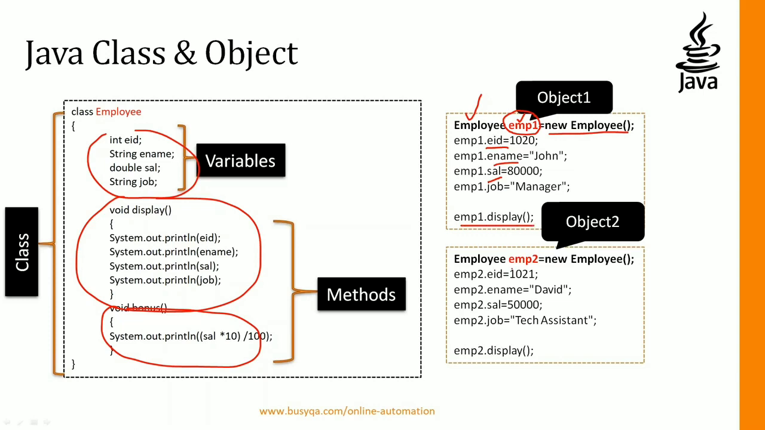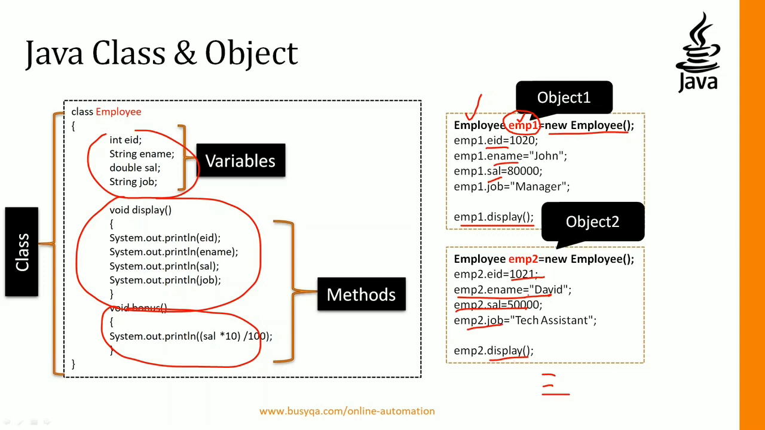Similarly, I can create one more object like Employee emp2 is equal to new Employee, emp2.eid is this one, emp2.ename, emp2.salary, job, and I call the display method. So like this, we can create any number of objects for the same class.